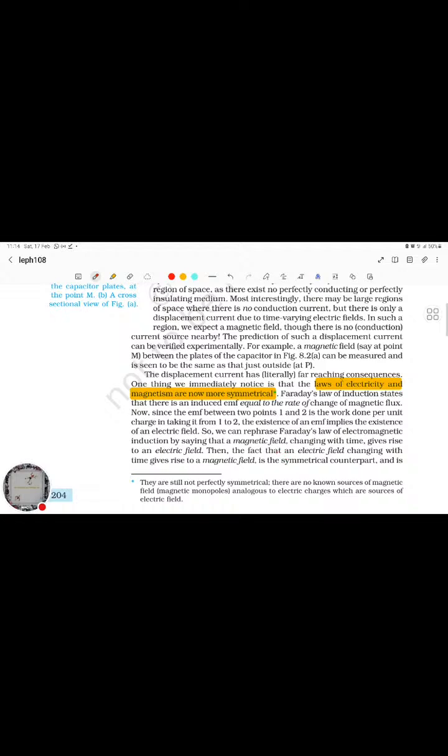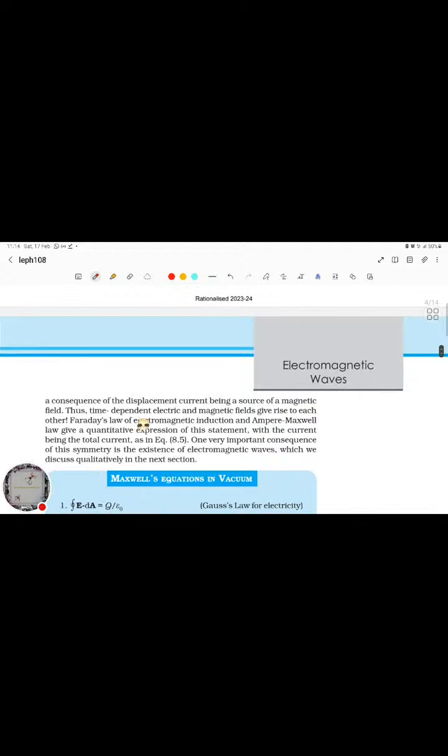Then the fact that an electric field changing with respect to time gives rise to a magnetic field is the symmetrical counterpart and is a consequence of the displacement current being a source of magnetic field.